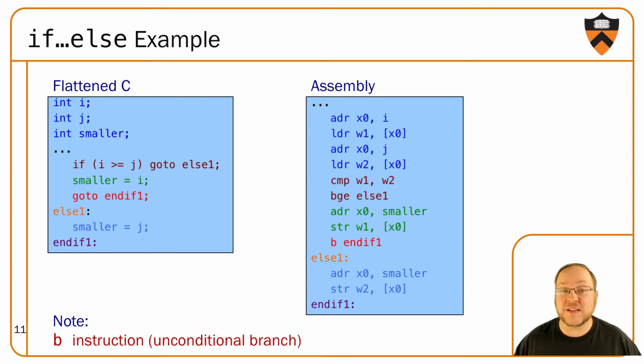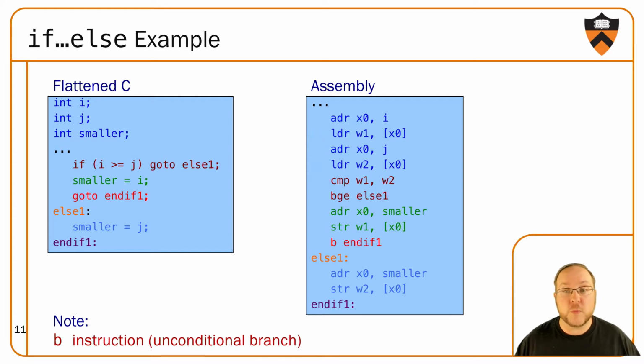At the end of the consequent, we can't just go to the next line because that's where the alternative is, so we need to jump over the alternative clause. This is an unconditional branch, so just B. The alternative also grabs the address of smaller into x0 and dereferences it, this time to store W2's contents, that is j, into smaller.